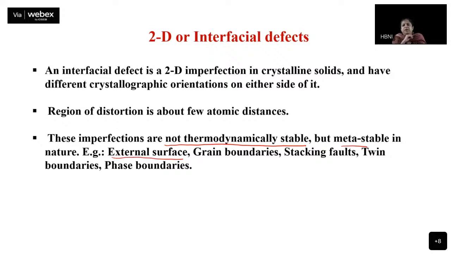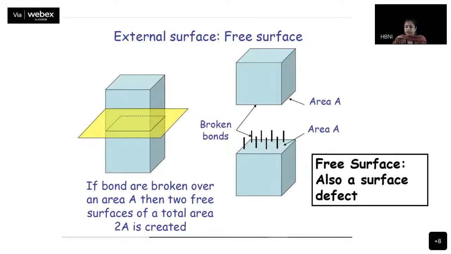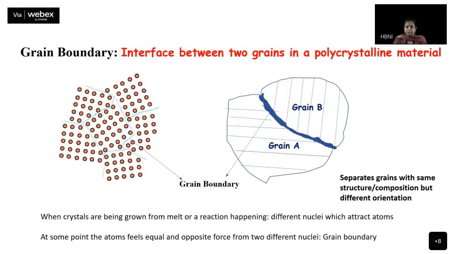Surface of the material always has unfulfilled bonds. Whatever three-dimensional bonds were being formed from inside the crystal, as it reaches the surface, those bonds are not fulfilled. So it is associated with higher energy. So the external surface itself is an example of 2D defects. Then we have certain other 2D defects which we'll talk about. This is the free surface.